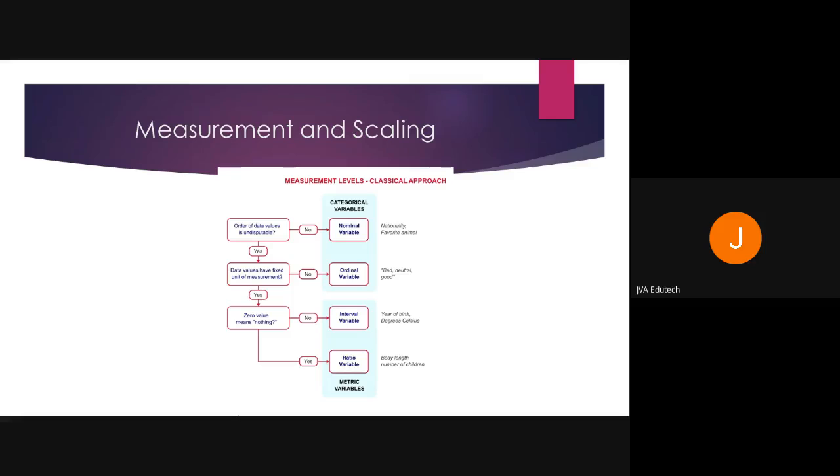Okay. See, a nominal variable is just for identification purpose, and you cannot apply any statistical test on them. You can only measure the frequencies. For example, male, female, gender. Nationality, name, roll number, anything on which you cannot apply a statistical test. On a nominal variable you cannot apply any statistical test. They are just for identification purpose.